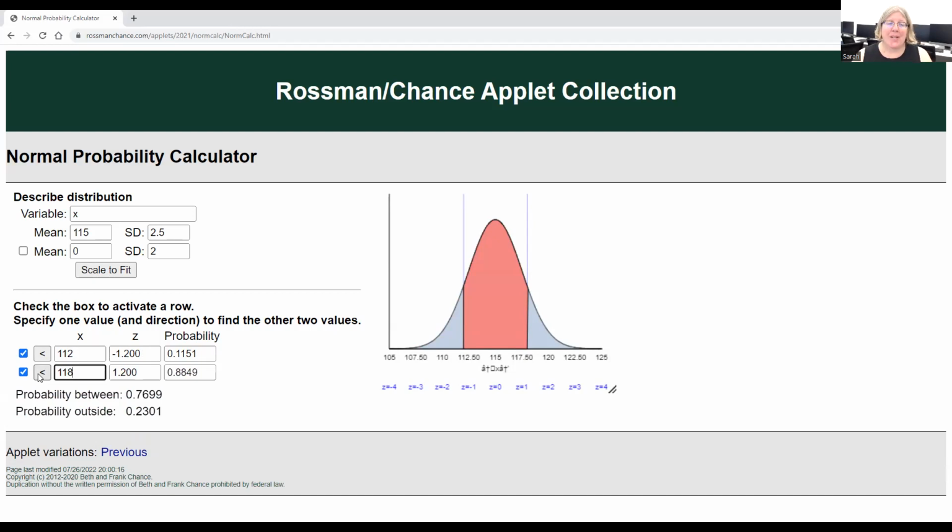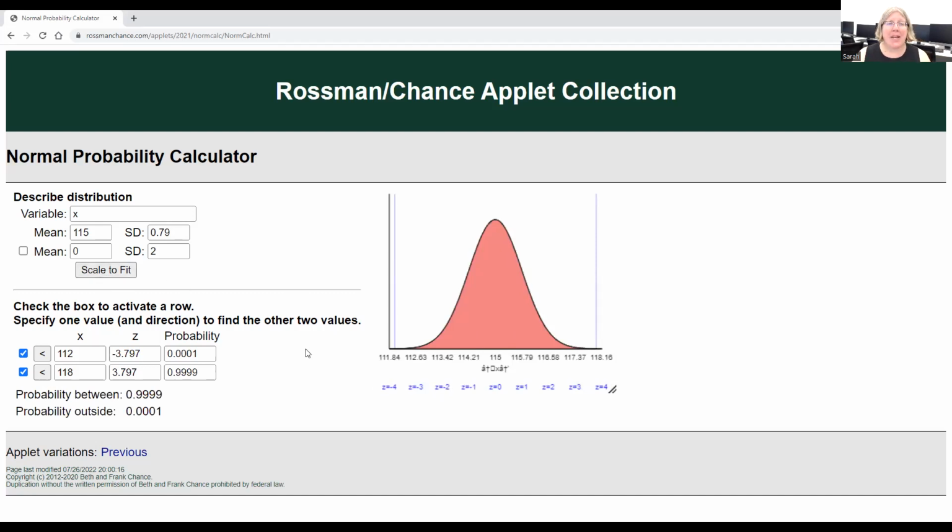And then the same thing, we're going to choose a simple random sample, but now with 1,000 men. So again, our sampling distribution is still normal because the original was normal. We still have a mean of 115, but now for the standard deviation, we'll take that 25 and divide by the square root of 1,000. So it gives me a sampling distribution that is normal with a mean of 115 and a standard deviation of 0.79. So the only thing I need to change here is just the standard deviation. So I'll put that in and scale to fit.